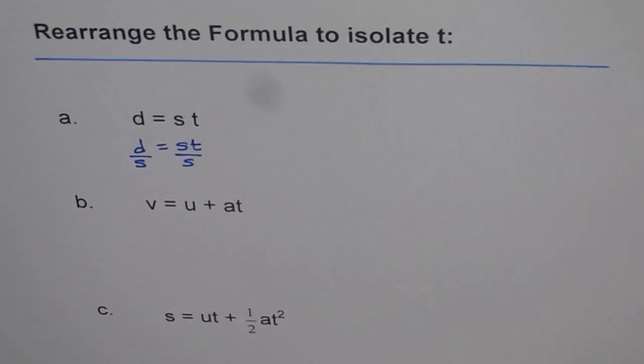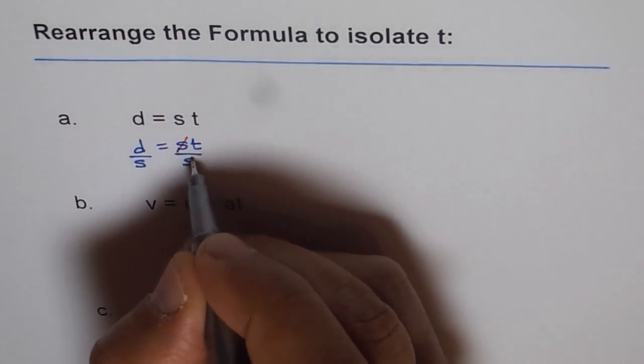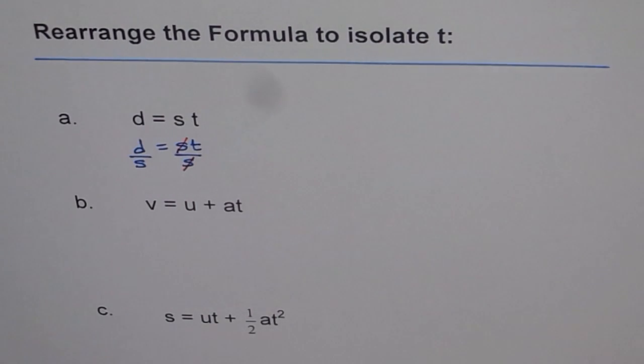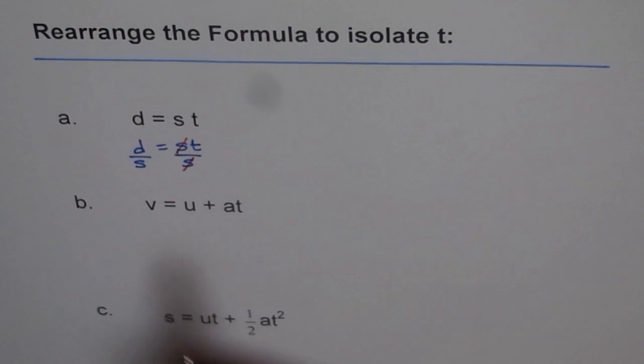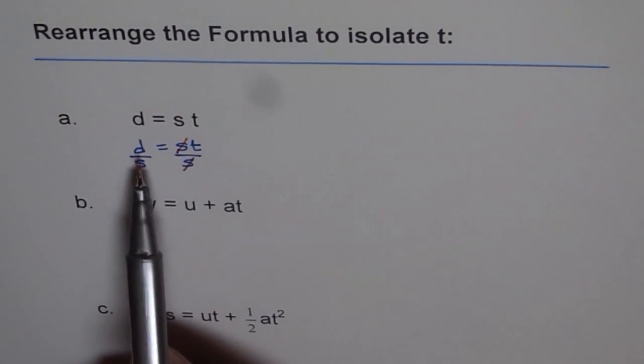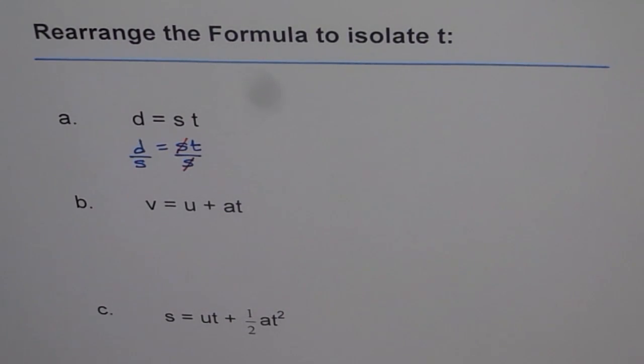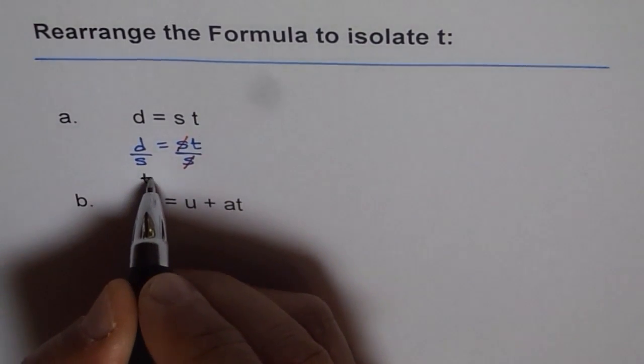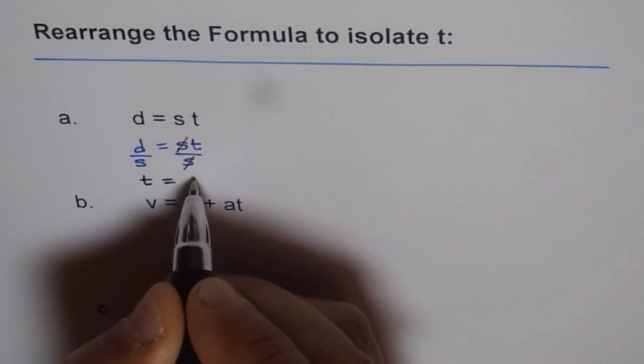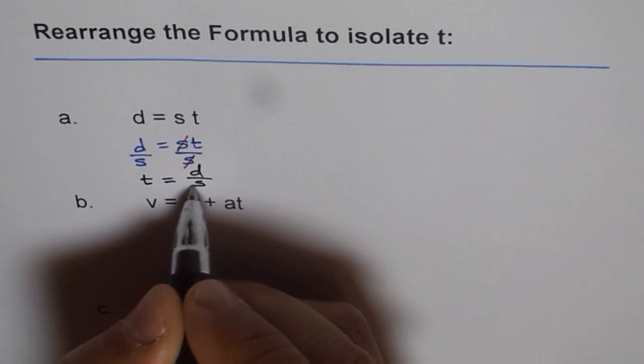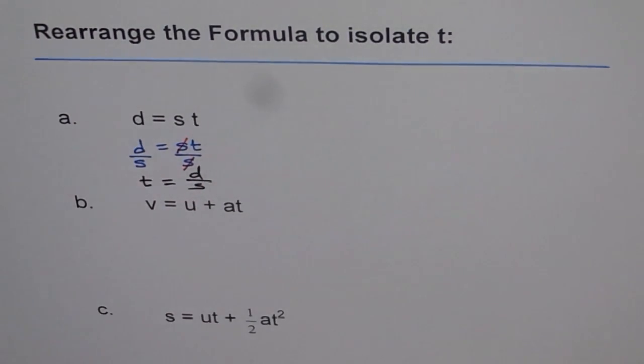When you do so, what happens? Then s will cancel out from here. Cancel out means s divided by s is 1, and 1 times t is t, right? And so you are left with just t there. Therefore t equals d over s. Do you see that? So that is how you get your answer. You can write down the answer very clearly here, that t equals d over s, right? So that is what you get. t equals d over s as your answer.